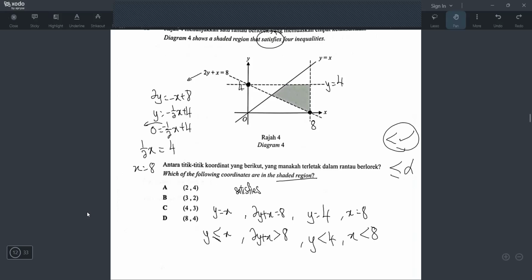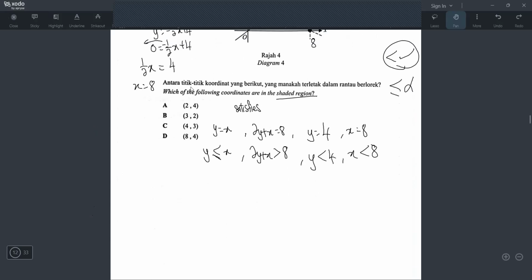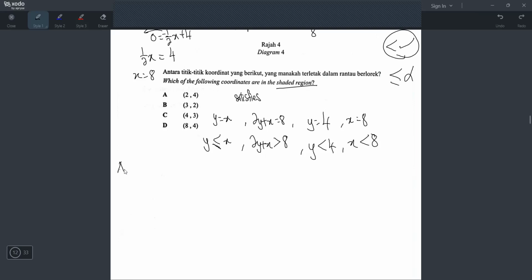And after you write down all the four inequalities, now it's time to check which of the following coordinates is within the shaded region. It's very easy. So for example, if I want to know whether A, 2 4, satisfies, whether it is inside the shaded region, I just have to substitute the 2 4 into these 4 inequalities, right? And if I get a true statement, then it means it satisfies. So let me show you what I mean by that. X is 2, Y is 4, right?